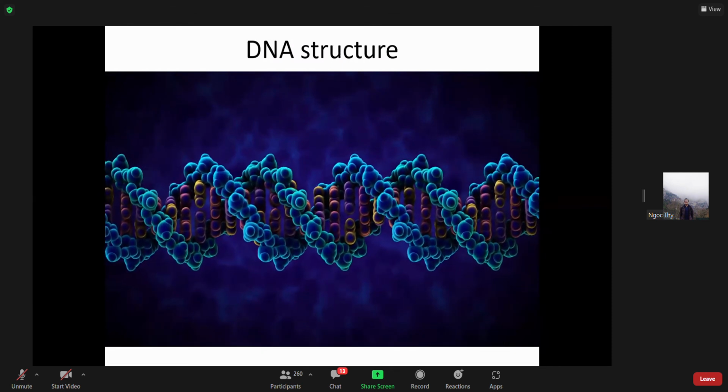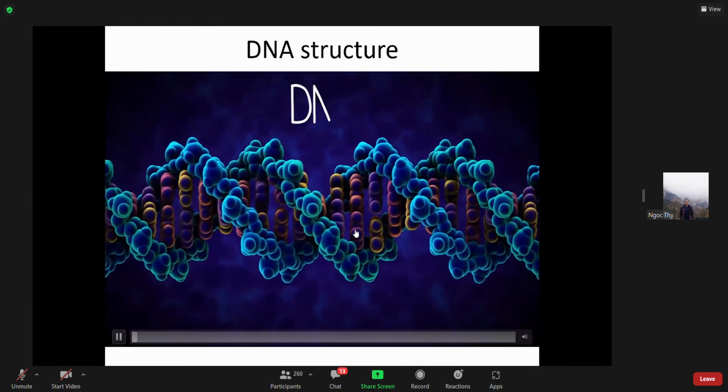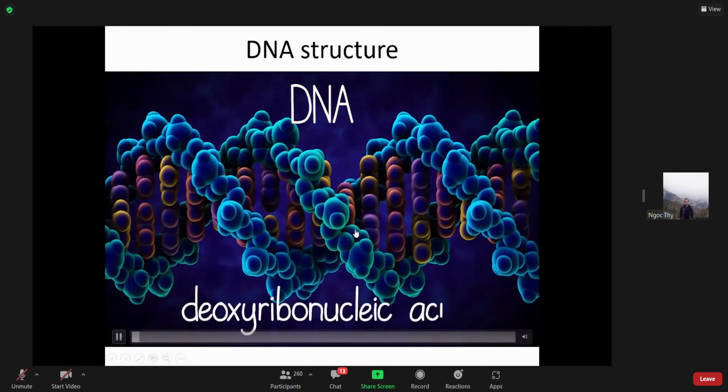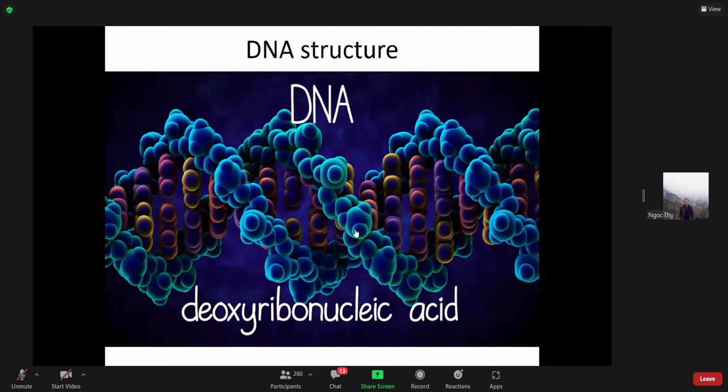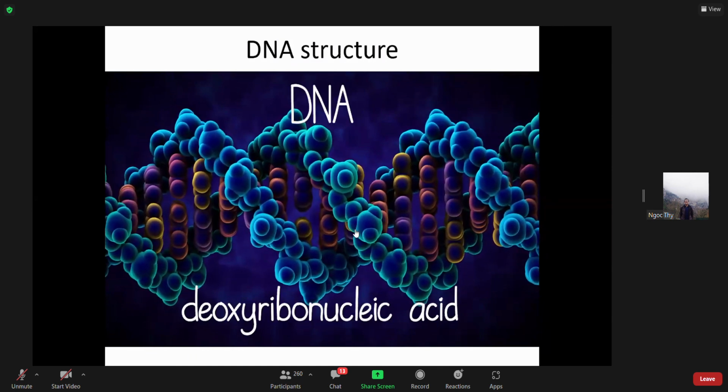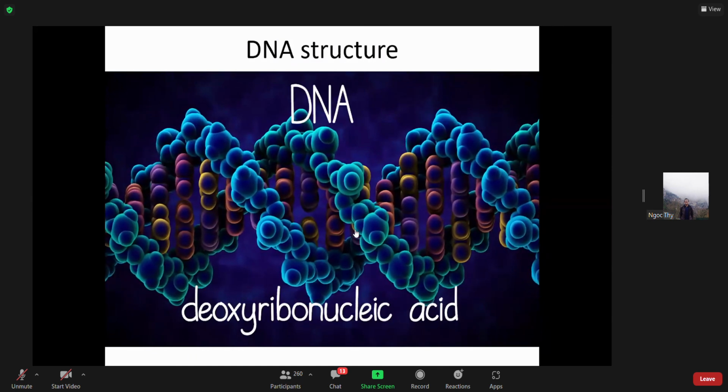Do you recognize this molecule? This is DNA, or deoxyribonucleic acid. By the end of this video, you will be able to identify the key structural features of DNA, as well as describe the importance of those features for function.